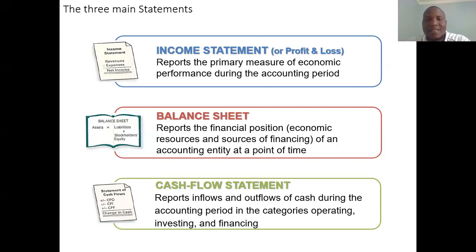It basically indicates the performance of the business for an accounting period. So a period could be a month, a year. A balance sheet reports the financial position at a particular point in time, while the cash flow statement shows the inflows and outflows during the accounting period. And usually it has the component of operating cash, investing cash, and financing cash flow.